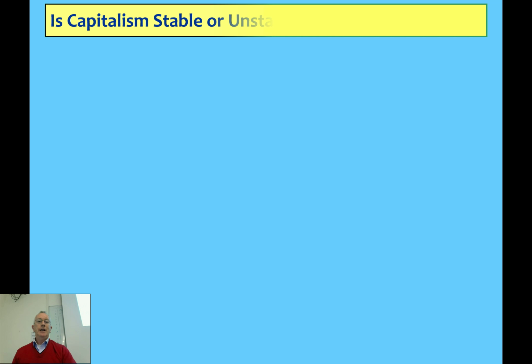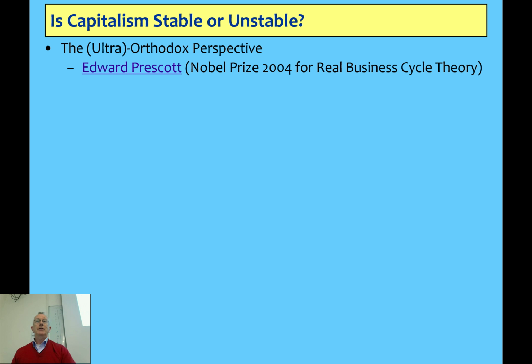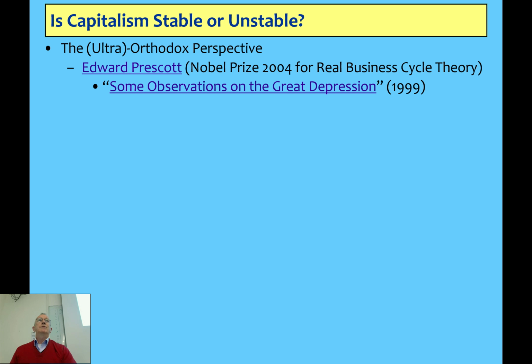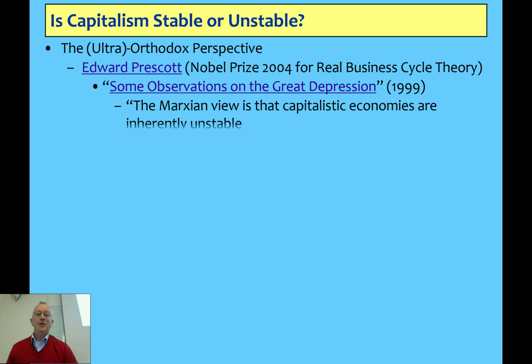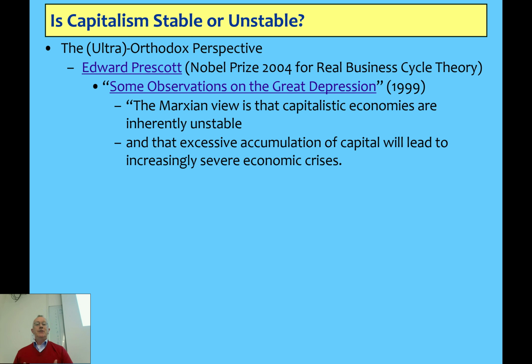Now, if you go from the neoclassical point of view, of course they end up with the proposition that it's stable. And my favourite statement, this comes from Edward Prescott, another guy who's involved in building real business cycle theory, got the Nobel Prize for that. And he wrote this remarkable paper. I highly recommend downloading it, particularly on a Friday night with drinks or whatever else you prefer intoxicating yourself with, because it's the only way to take this stuff seriously. The Marxian view is that capitalist economies are inherently unstable and that excessive accumulation of capital will lead to increasingly severe economic crises. That sounds pretty correct, don't you reckon?